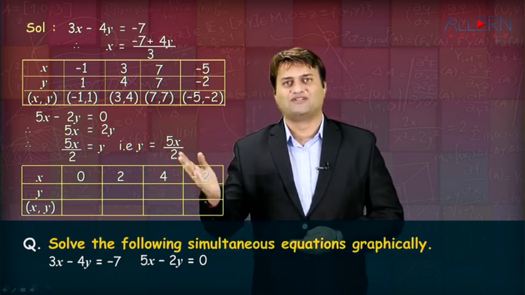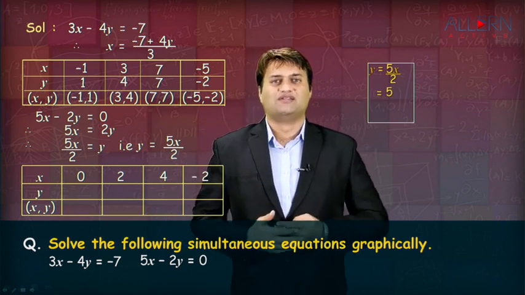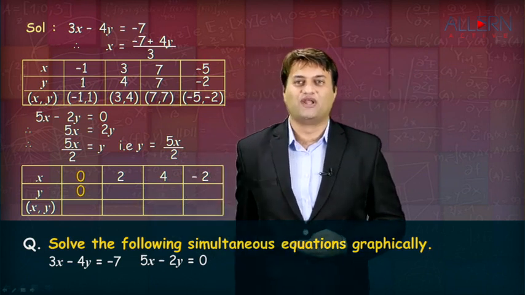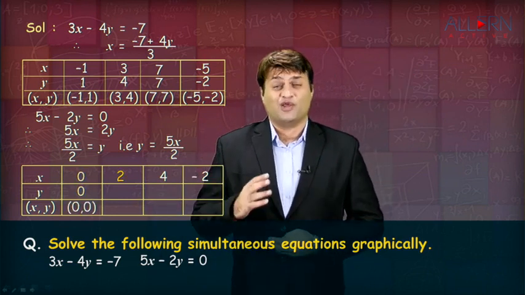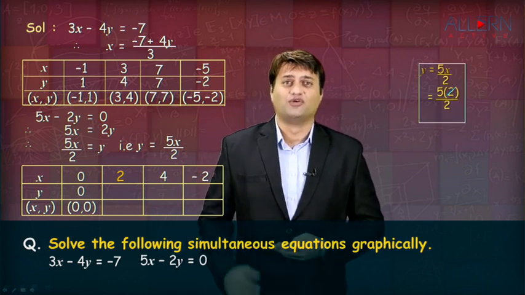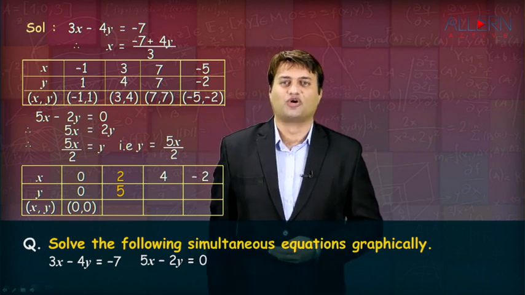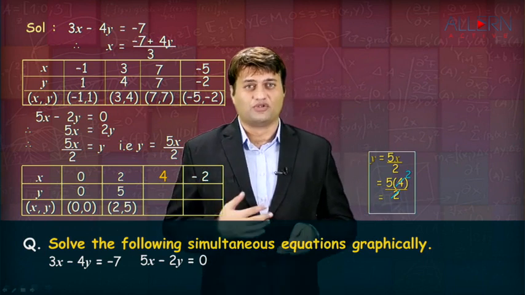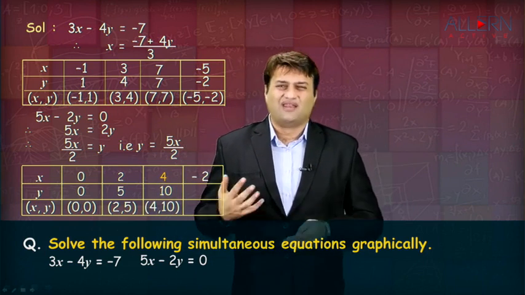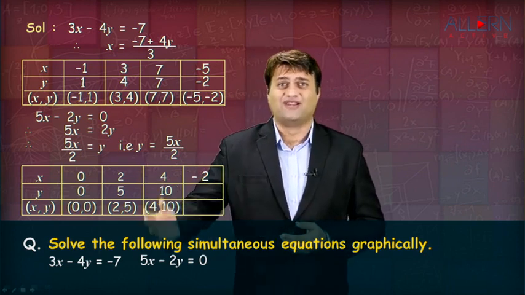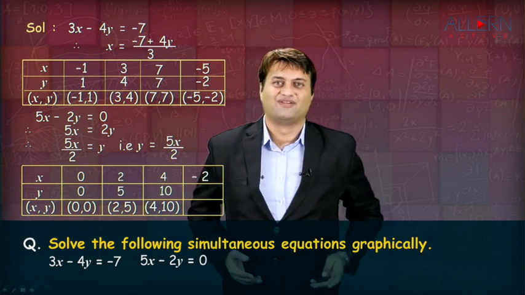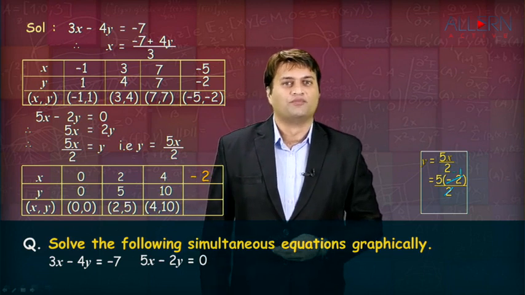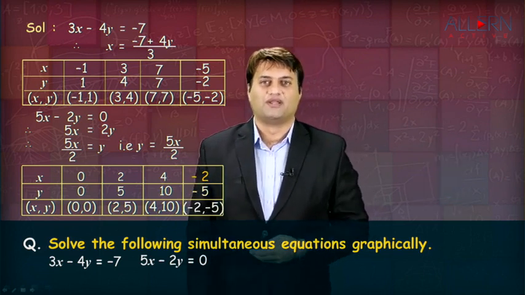Now substitute the values of x and get the corresponding values of y. When x is equal to 0, y is equal to 5 into 0 upon 2. So y is also equal to 0 and you get the point as the origin, that is 0 comma 0. When x is equal to 2, y is equal to 5 into 2 upon 2, that's 5. So that's 2 comma 5. When x is 4, y is equal to 5 into 4 upon 2, that's 10, right. 10 you can always avoid by not taking x as 4, because as I said, it's a topmost point, nothing else. And x is equal to minus 2, you get y is equal to minus 5. So you get minus 2 comma minus 5.